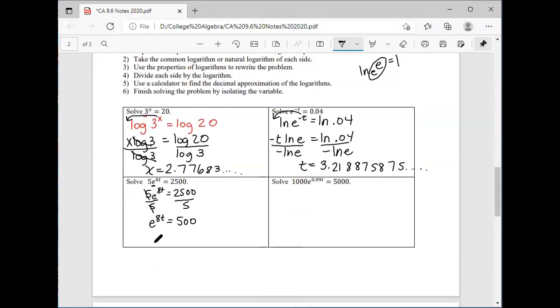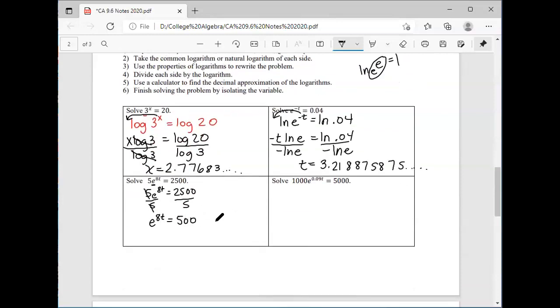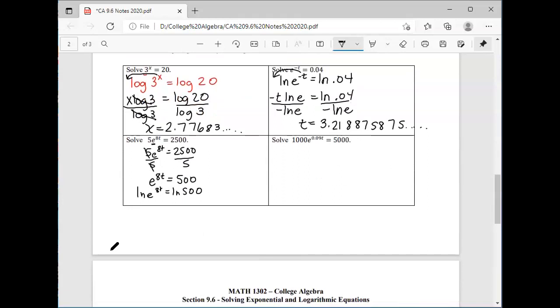We're working with an E. I don't think there's ever going to be a way I can get 500 to be E to some power. Okay, so I need to do what here? Take the natural log, because we're working with E, of both sides of my equal sign. There's a property that says I can move the exponent in the front of the natural log after that. That helps me.